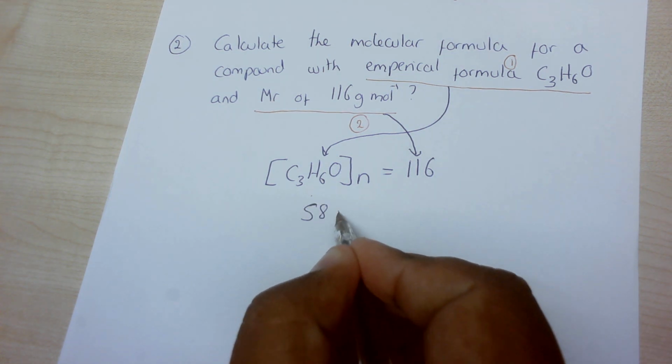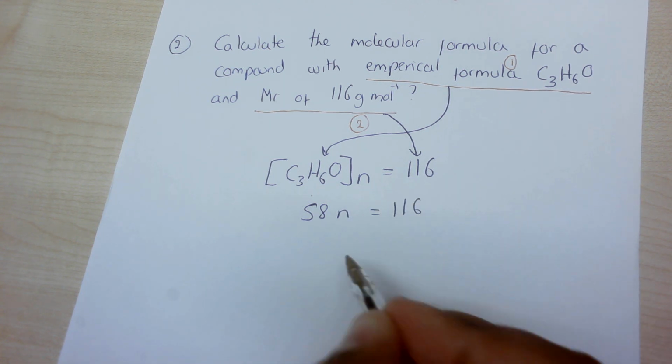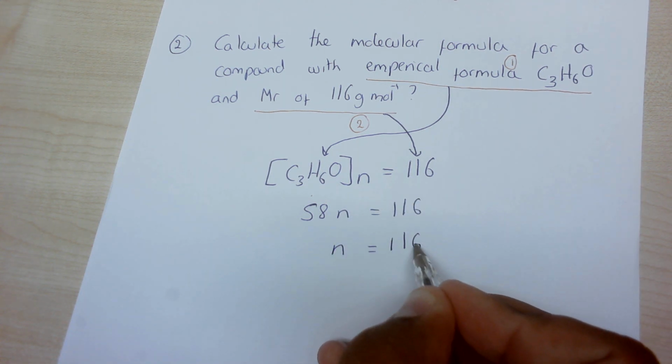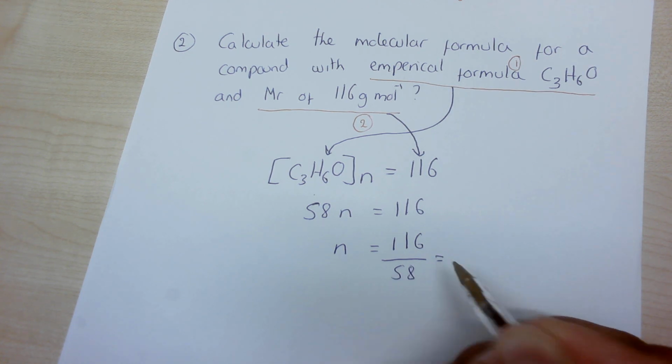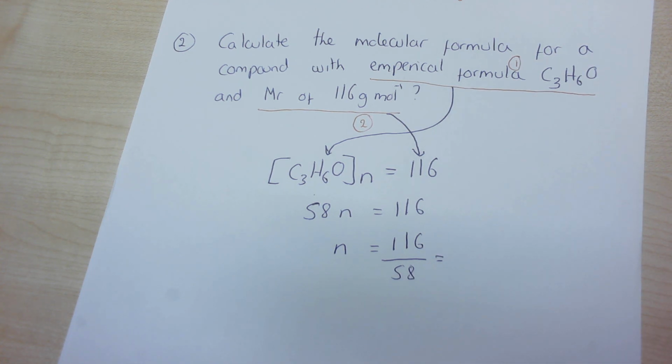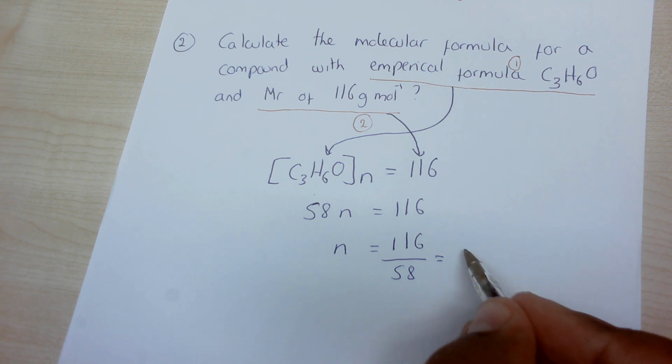I'm going to get a value of 58. So 58N is equal to 116. So N is equal to 116 divided by 58. If I do that on my calculator, it is going to be equal to 2.